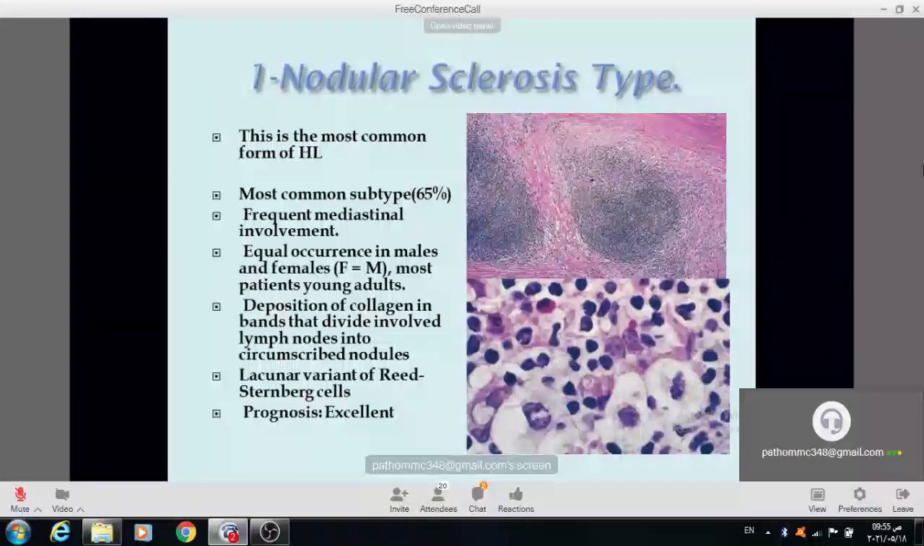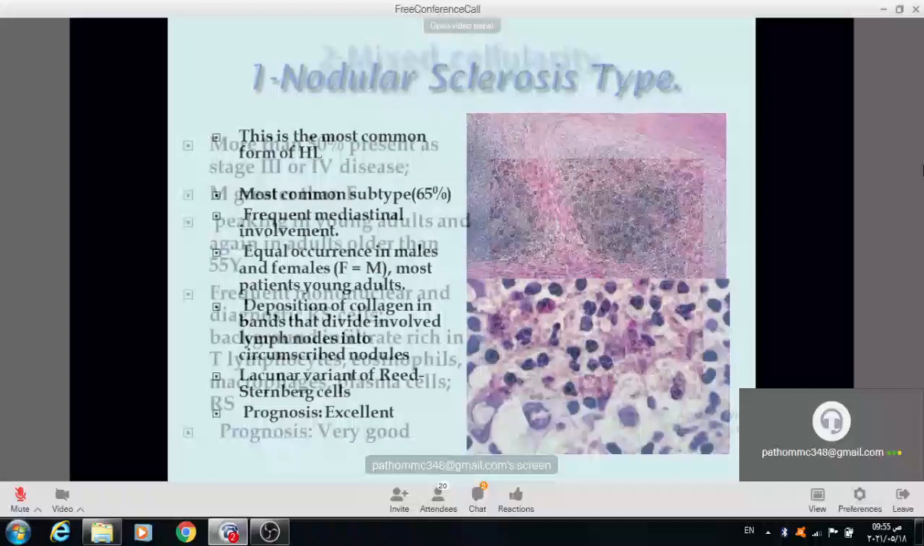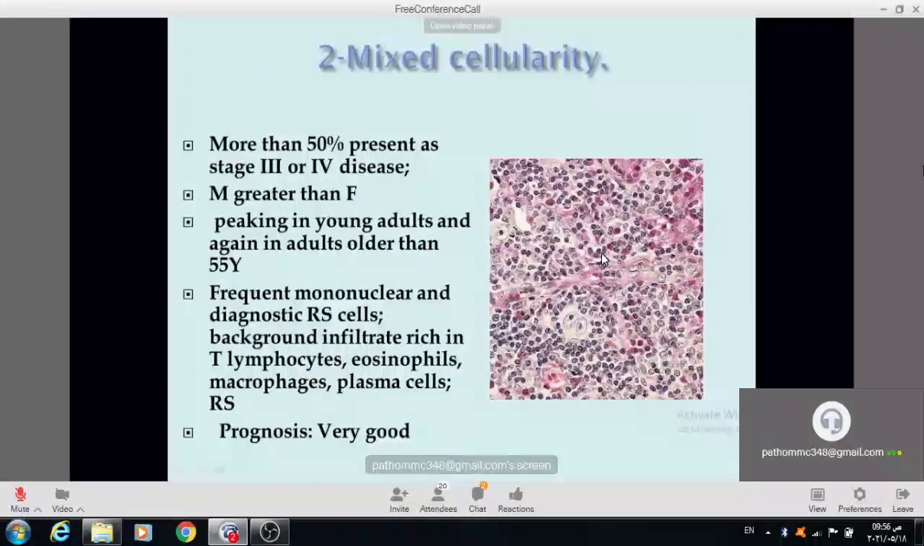Again, we have here the RS and so on. You can see here we have a mixed cellularity pattern. This RSL is mixed with lymphocytes, eosinophils, and macrophages, so we call it a mixed cellularity pattern. Here, we don't have collagen bands, and we don't have nodules. We just have the RSL with a mixed population of non-neoplastic material in the background. Here, the pattern usually presents at advanced stage, stage 3 or stage 4, and we will learn how to stage Hodgkin lymphoma.